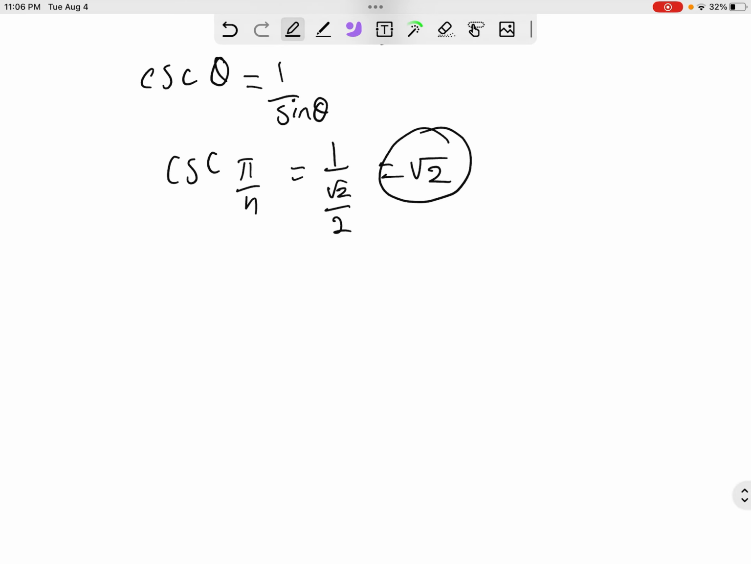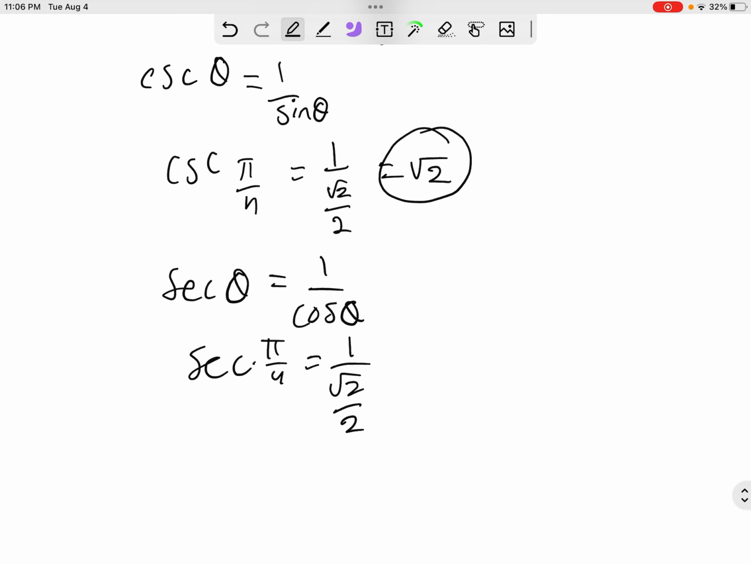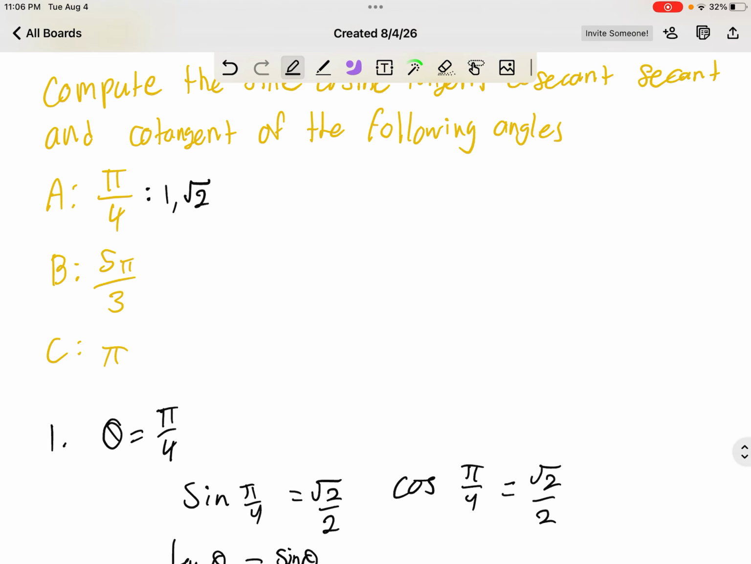Here goes the secant formula. Secant theta will be equal to 1 over cos theta. That means secant of pi over 4 is equal to 1 over root 2 over 2, which is equal to root 2, which is going to be our next answer.